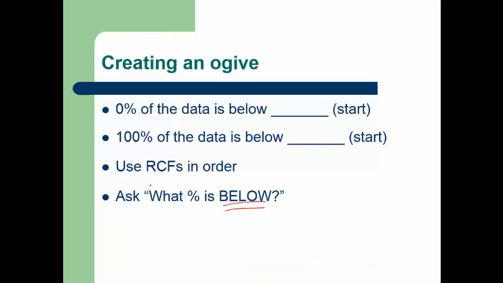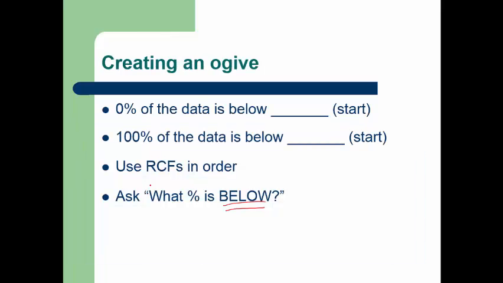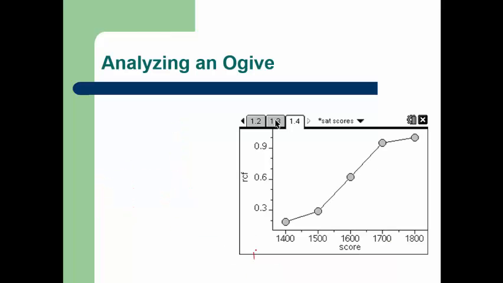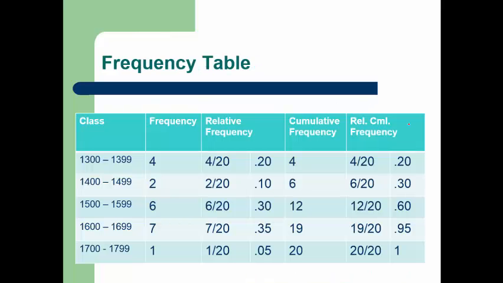Now the question, 100% of the data is below what value? Well, everything's below 1799, but to make this a little bit easier for us, so our graph doesn't look strange, we'll go to 1800. So all of the data is below 1800. So the last place we'll stop is 1800. And that puts us at, right, 1.0 or 100% of the data. 1800. Now it's just a matter of using the RCFs in order.